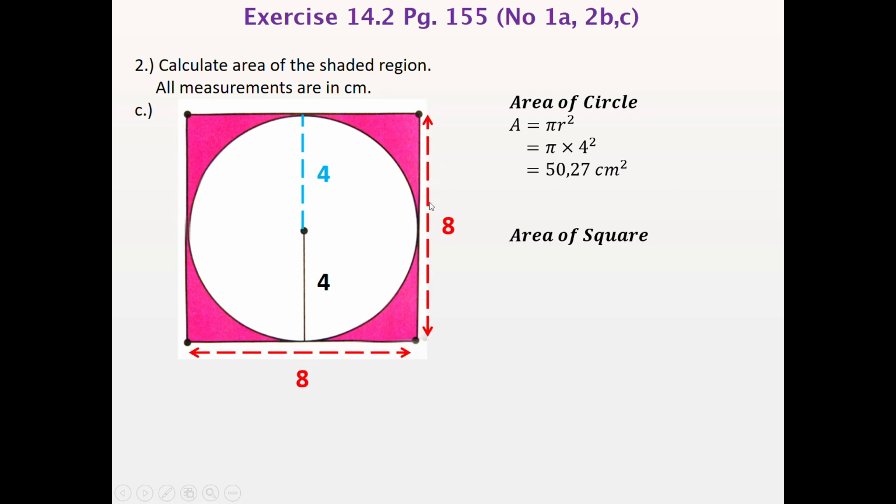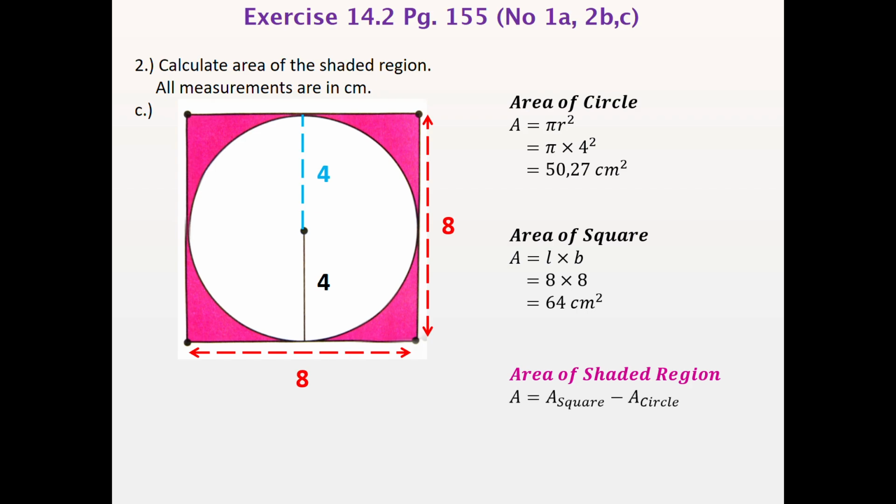Okay, so now I know that that whole length is equal to 8, so I know that the one side of the square is equal to 8, which means the other side must also be equal to 8. Okay, so I'm going to say length times breadth, which will be equal to 8 times 8. Multiply those and you should have got 64. Alright, now the area of the shaded region. Okay, so the part that's been erased is the circle. So I need to say the area of the square minus the area of the circle, which will give me 64 minus 50,27. And so in the end, you should have got 13,73 centimeters squared.